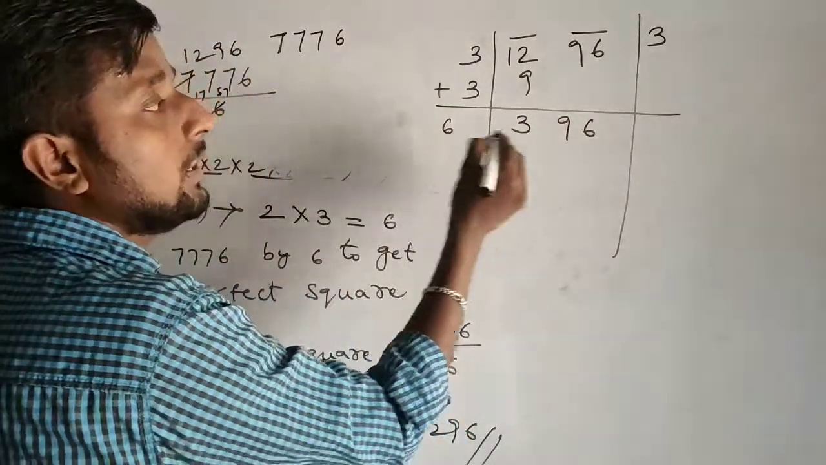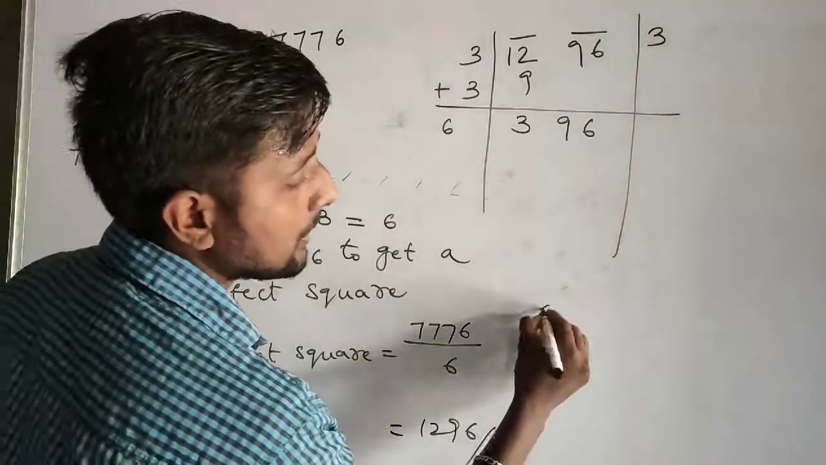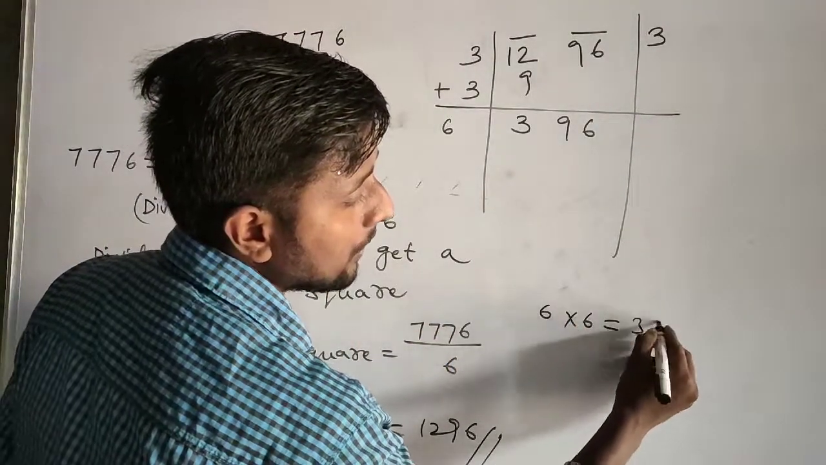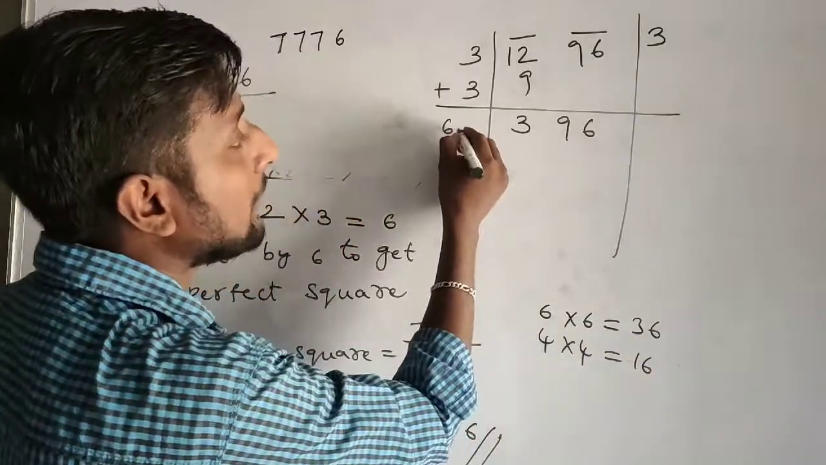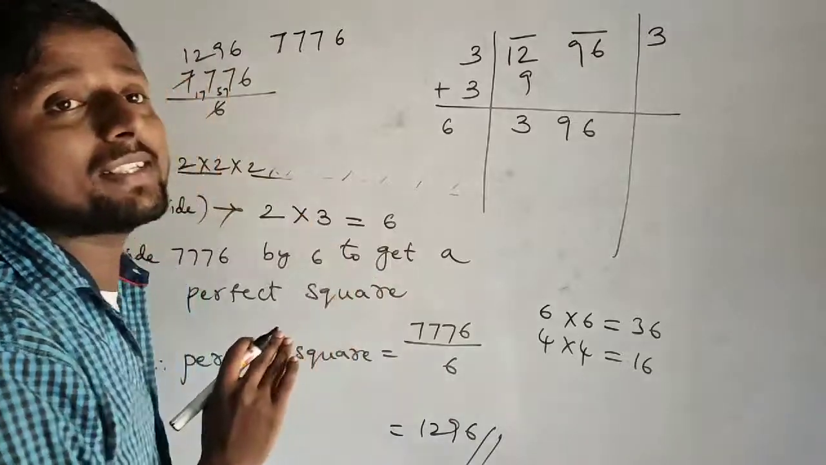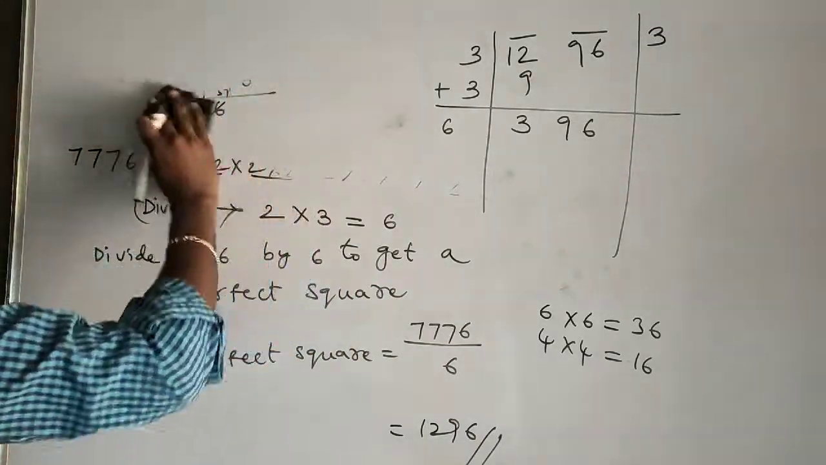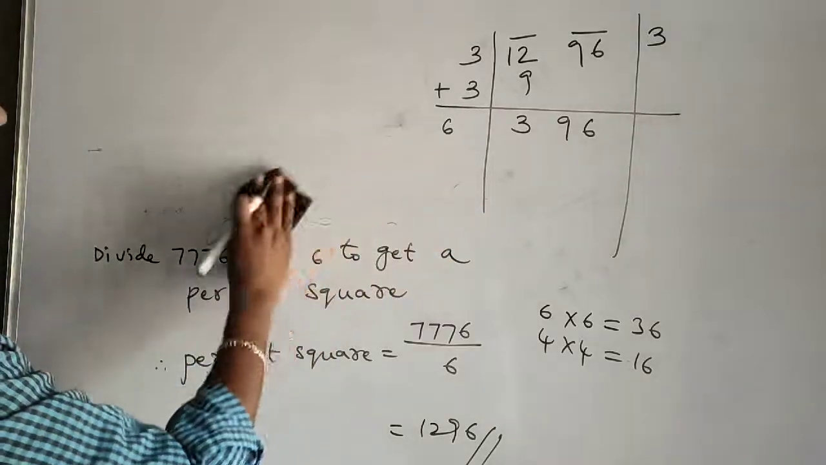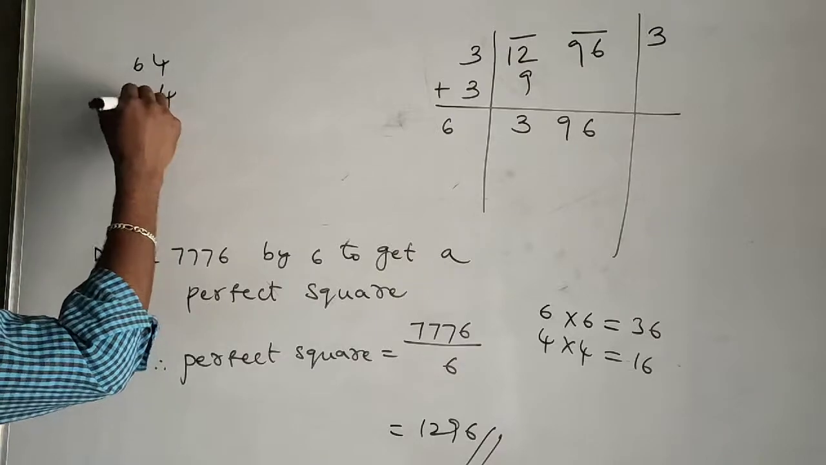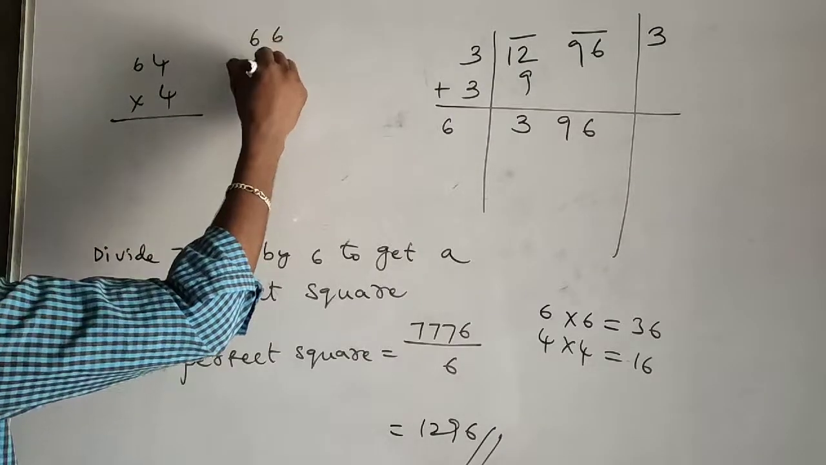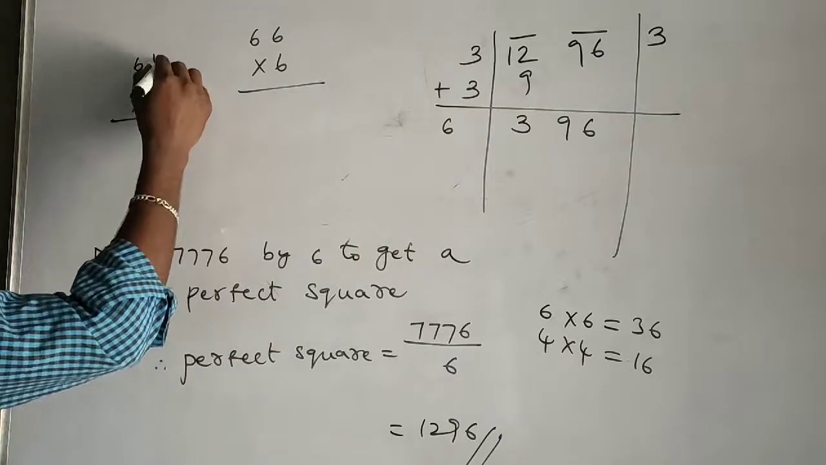I told you already, a 6 in the units place can be obtained in only 2 ways. One is 6 6s are 36, or the other is 4 4s are 16. So here the digit comes as either 6 or 4. Now if you take 4, that is 64 into 4. But if you take 6, that is 66 into 6.